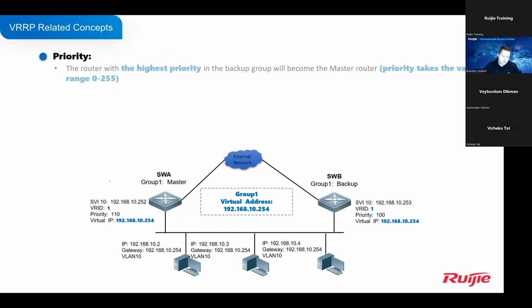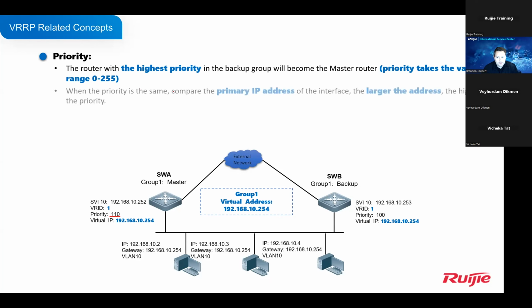Okay, so priorities. Like I've mentioned, the highest priority will become the active router or the master router, as you can see there. Your priorities can go from 0 to 255 as well. Like I've mentioned earlier, the default priority is 100. So if we look at this scenario here, let's say this priority was never set to 110 and it was left at default, so 100.